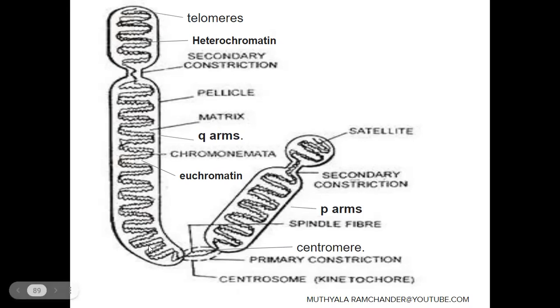The chromatonemata are compactly arranged by the histone proteins in the arms. During the formation of the arms, the chromatonemata are covered with a colorless liquid called the matrix. The matrix is the protective layer of the chromatonemata. The outer surface of the matrix is called the pellicle.